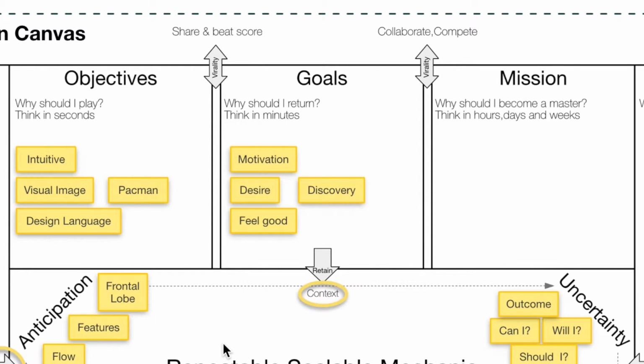Moving on from the goals box, why should I become a master? And here we need to think in hours, days and weeks. Often it's about a metagame. It's some kind of overall or overarching purpose to the game. Are you rescuing a princess, or are you trying to achieve some lofty goal? Maybe you're just trying to get a high score as possible. Often it's about providing something that needs a lot of dedication. Not everybody can achieve that as you move from left to right. Players may drop out along the way, so maybe players need to feel special here.